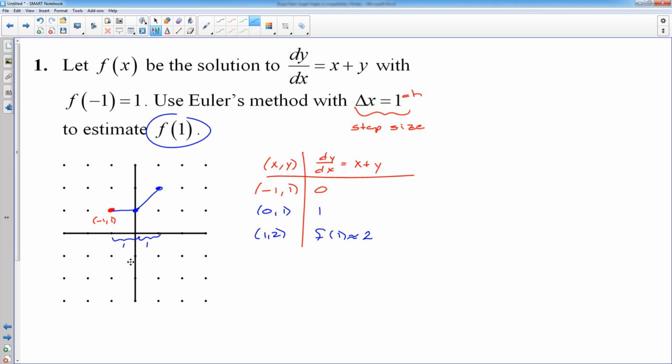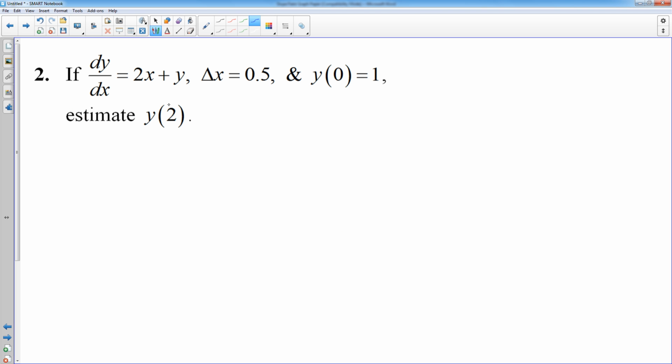Now for the next 2 examples, we're going to look at it in a different way. We're going to do it without graphing. So I've given you another differential equation. I've given you the step size. Now we're going up by 0.5s. We're not going up by whole x's. And I want to go from x equals 0 all the way to x equals 2.